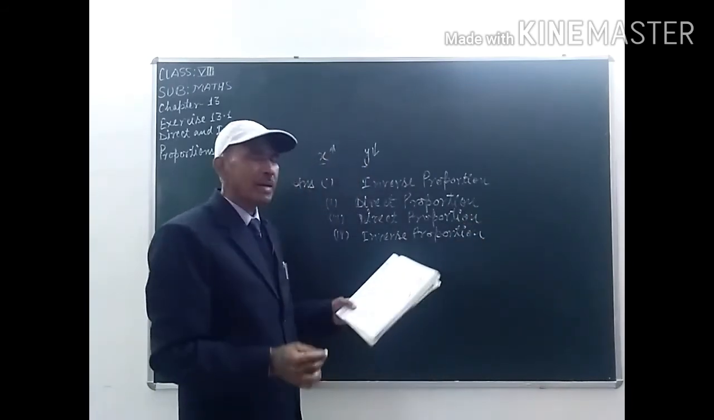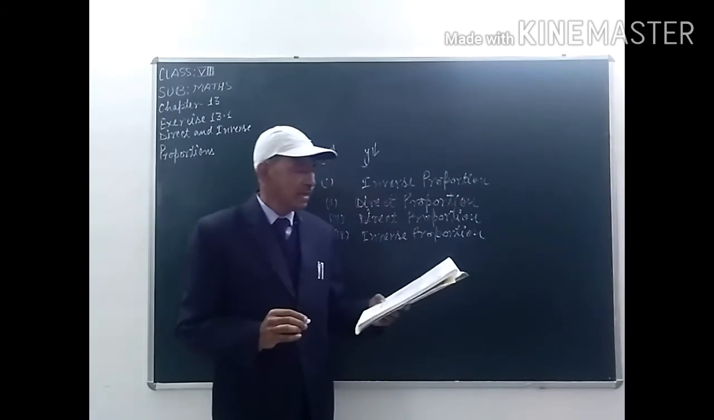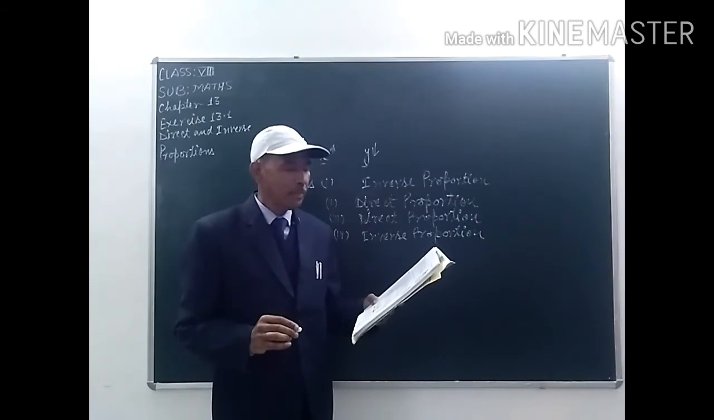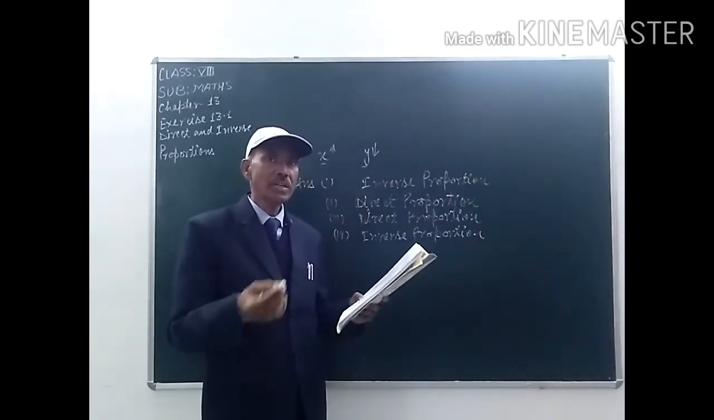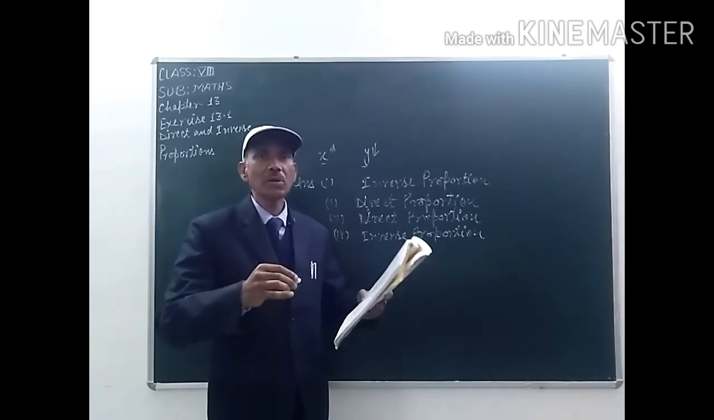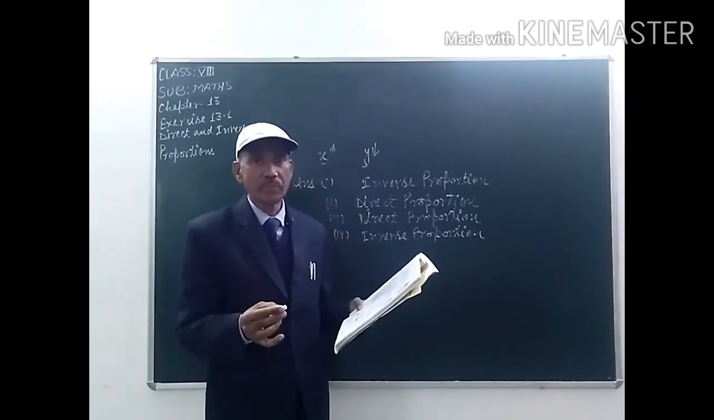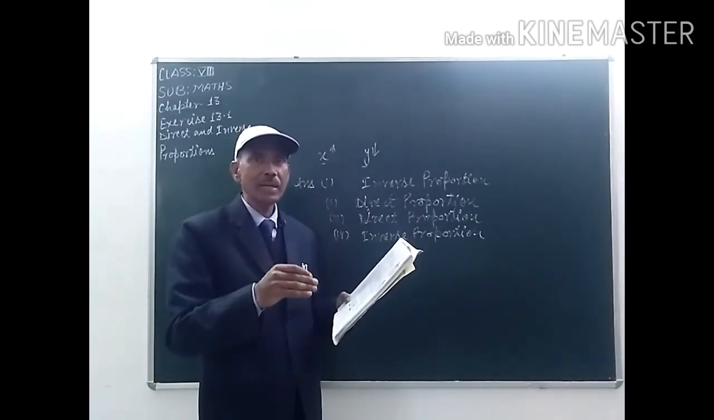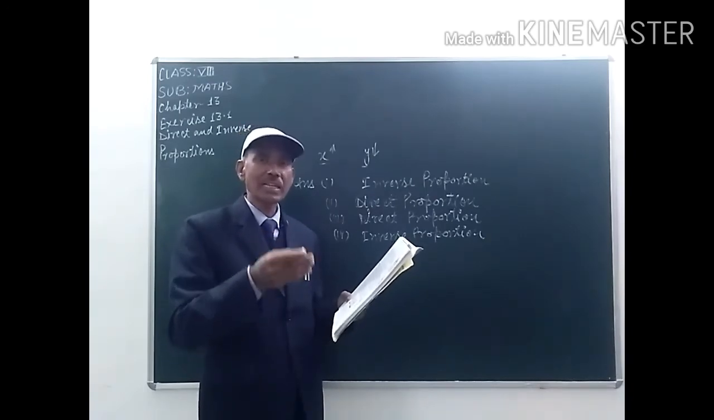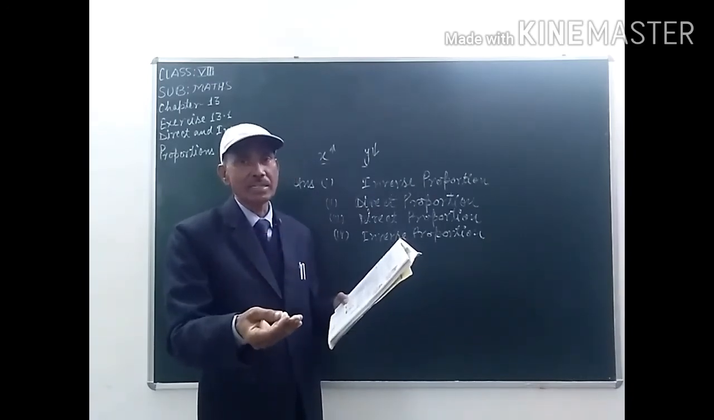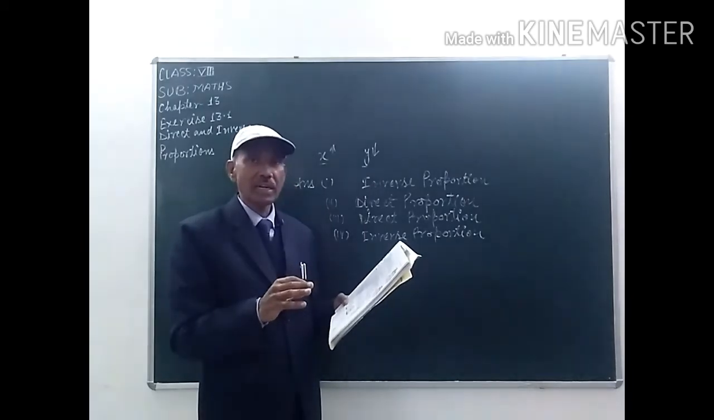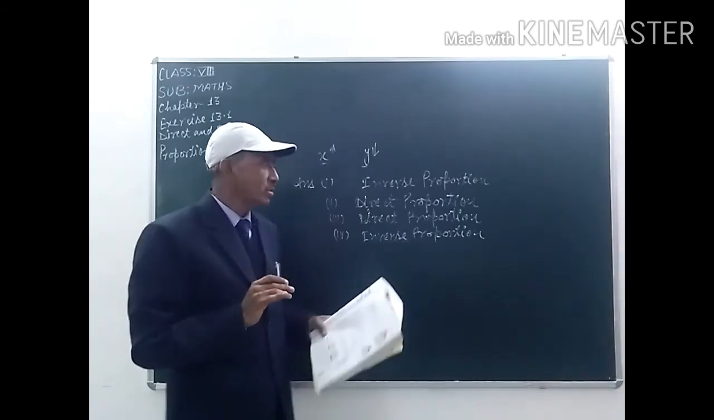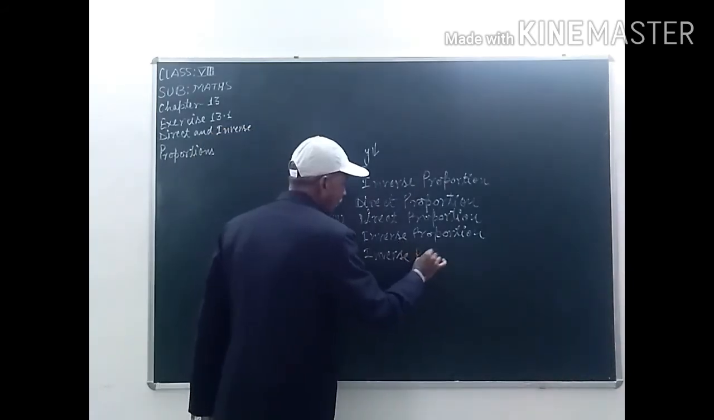And the fifth part of this question, students, is the population of a country and the area of land per person. The area of any country is fixed. If the number of persons increases, then the area per person will decrease. If the number of persons decreases, then the area per person will increase. If the population of the country increases, then the area per person will decrease. So there is inverse proportion.